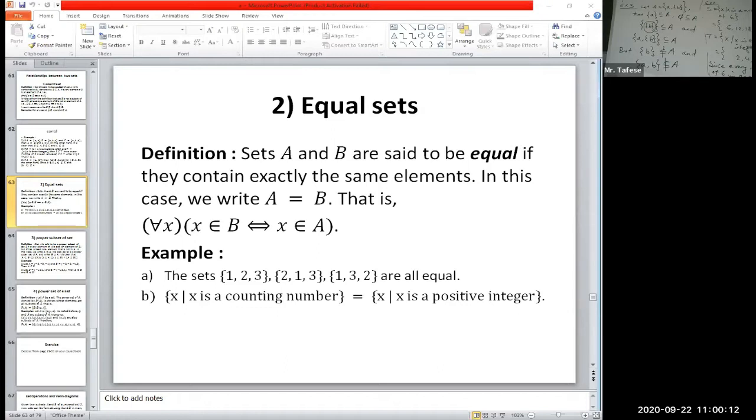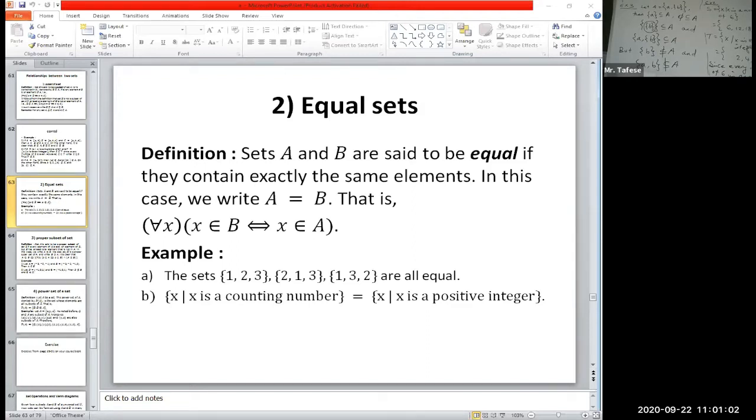Be careful: if the two sets A and B have an equal number of elements, but the kinds of elements found in A and B are different, then we cannot say the two sets are equal sets. In order to say two sets are equal, they should have the same number of elements and the same kinds of elements. Sets which have an equal number of elements but not the same kind of elements are not equal sets, but equivalent sets, okay? In the equal case, we write A equals B.